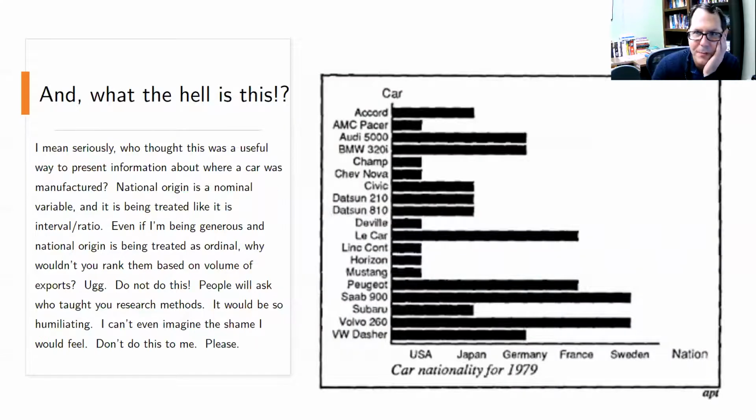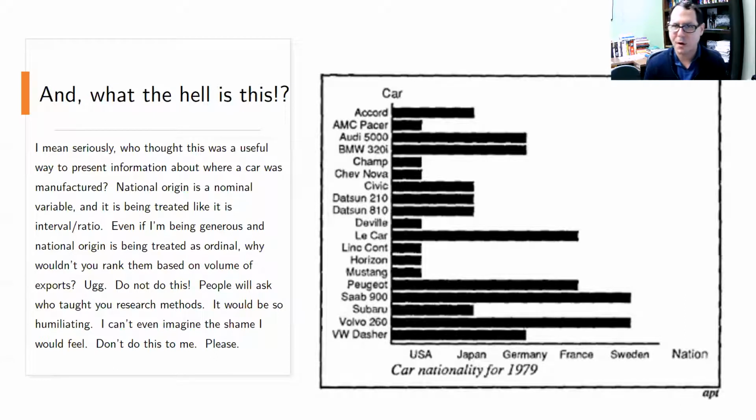This is another example of really bad decisions in terms of data visualization that make it almost impossible to get a sense of what's happening. If I'm looking at this graph, the first thing I'm going to think is, whoa, some of these bars are way bigger than the others. And I'm going to see that the Saab 900 and the Volvo 260 are really doing well in terms of, I guess, cars. But that's not actually what this graph is telling us about. This graph is telling us about the national origin of cars. And it has nominal categories: USA, Japan, Germany, France, Sweden, across the bottom. But those are nominal categories and they can be placed in any order.